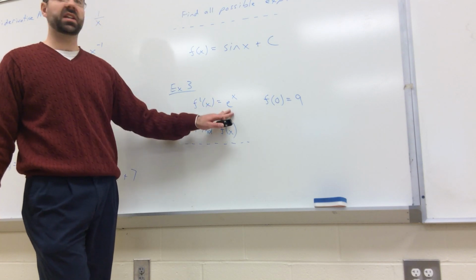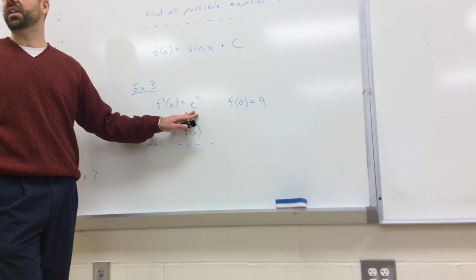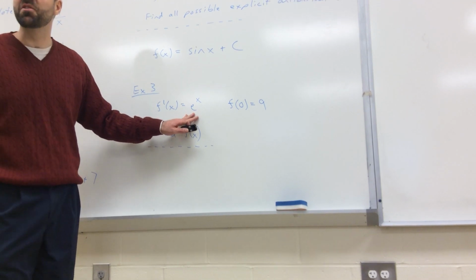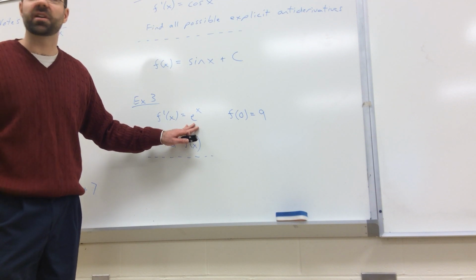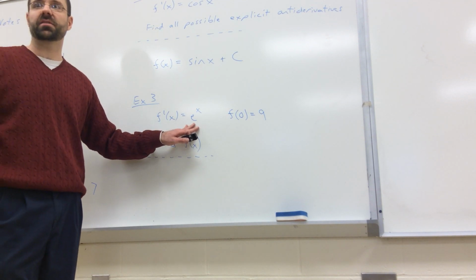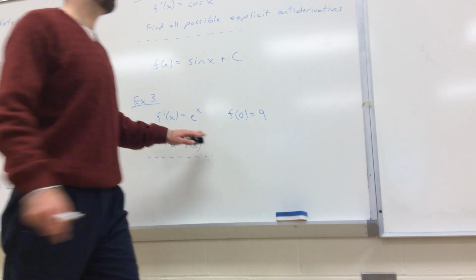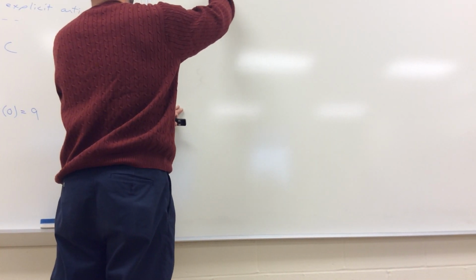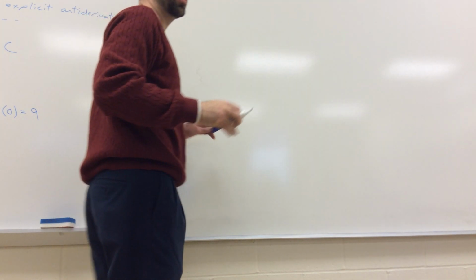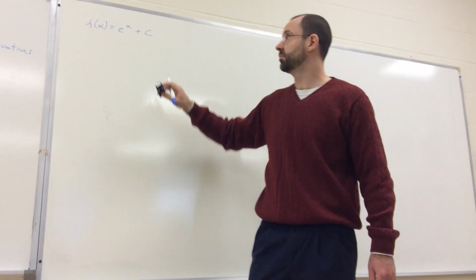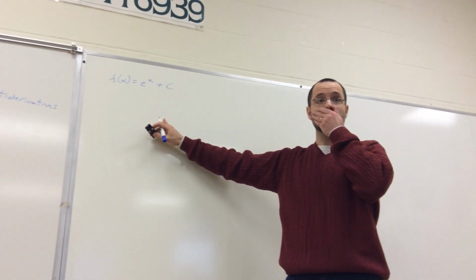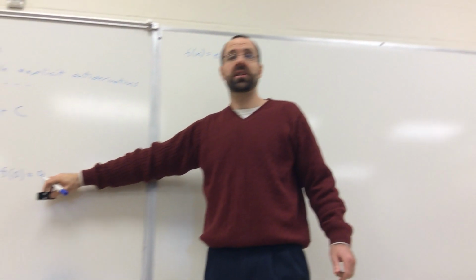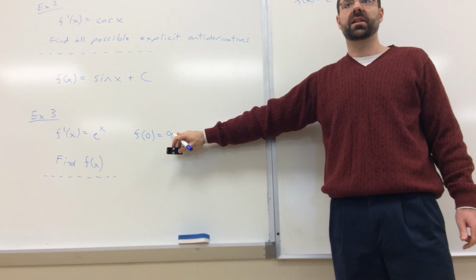Okay, so the derivative is e to the x. So what's the antiderivative? E to the x, right? Because the derivative of e to the x is e to the x. So that means the antiderivative of e to the x is e to the x. Okay, so original function is e to the x. Don't forget plus c. Okay, now this information here is going to allow us to figure out what c is.